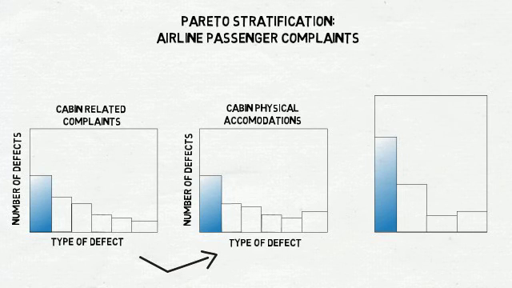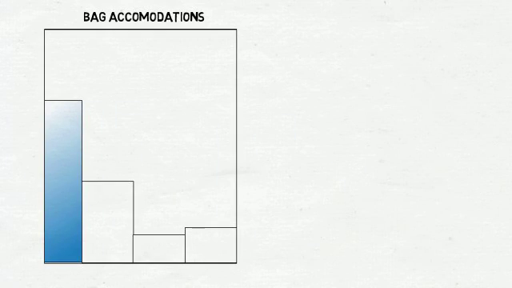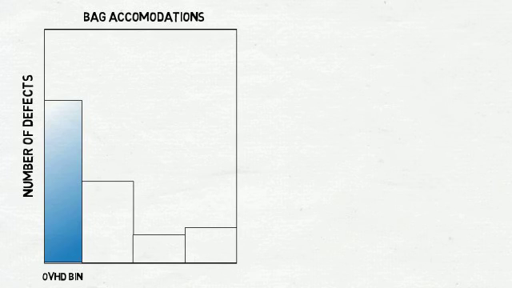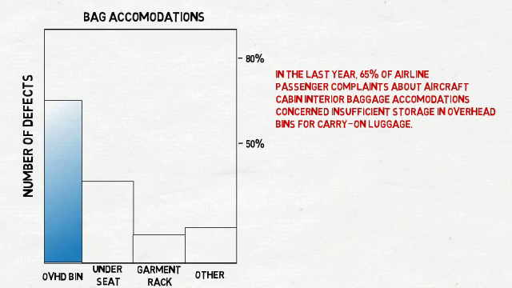After critically evaluating the graphical evidence, you should infer the following problem statement. In the last year, 65% of airline passenger complaints about aircraft cabin interior baggage accommodations concerned insufficient storage and overhead bins for carry-on luggage. In all fare categories, passengers of both sexes complained in equivalent proportions about this problem.